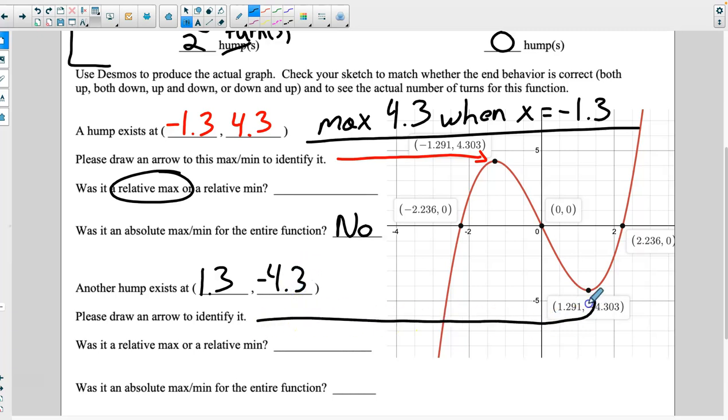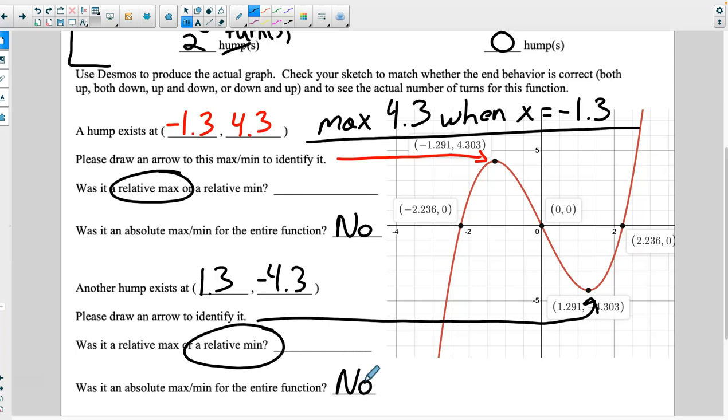And I'll draw my arrow over there, so it's right there. Is it a relative max or a relative min? Relative min. So I'll circle that. You can also write min down. It is not going to be the absolute max or min because I can look over here to this part of the curve and it continues to go down. So there's always a lower point. So it's not going to be an absolute. So no.